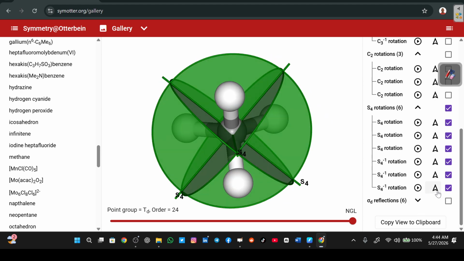It has an S4 inverse. Okay, it has the S4 and also the S4 inverse.